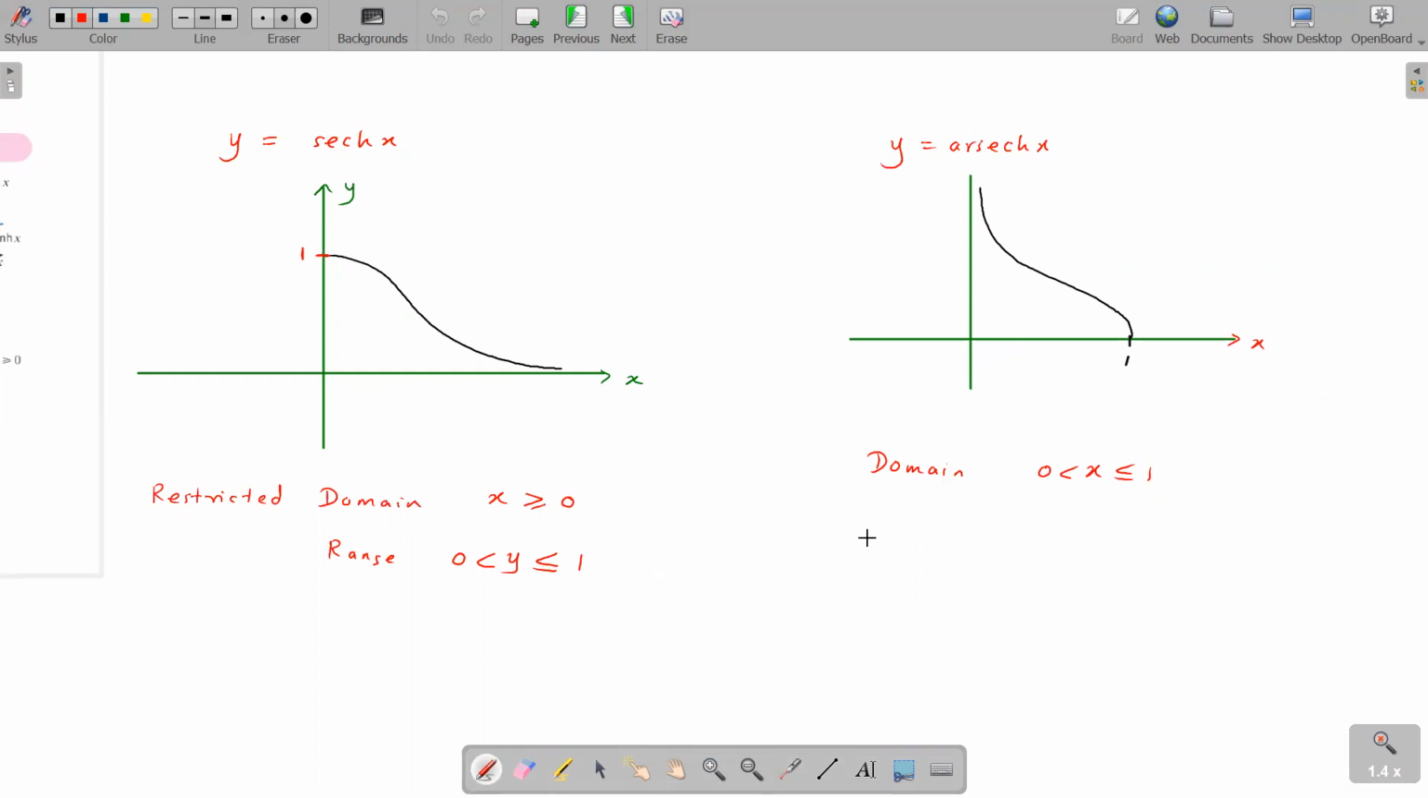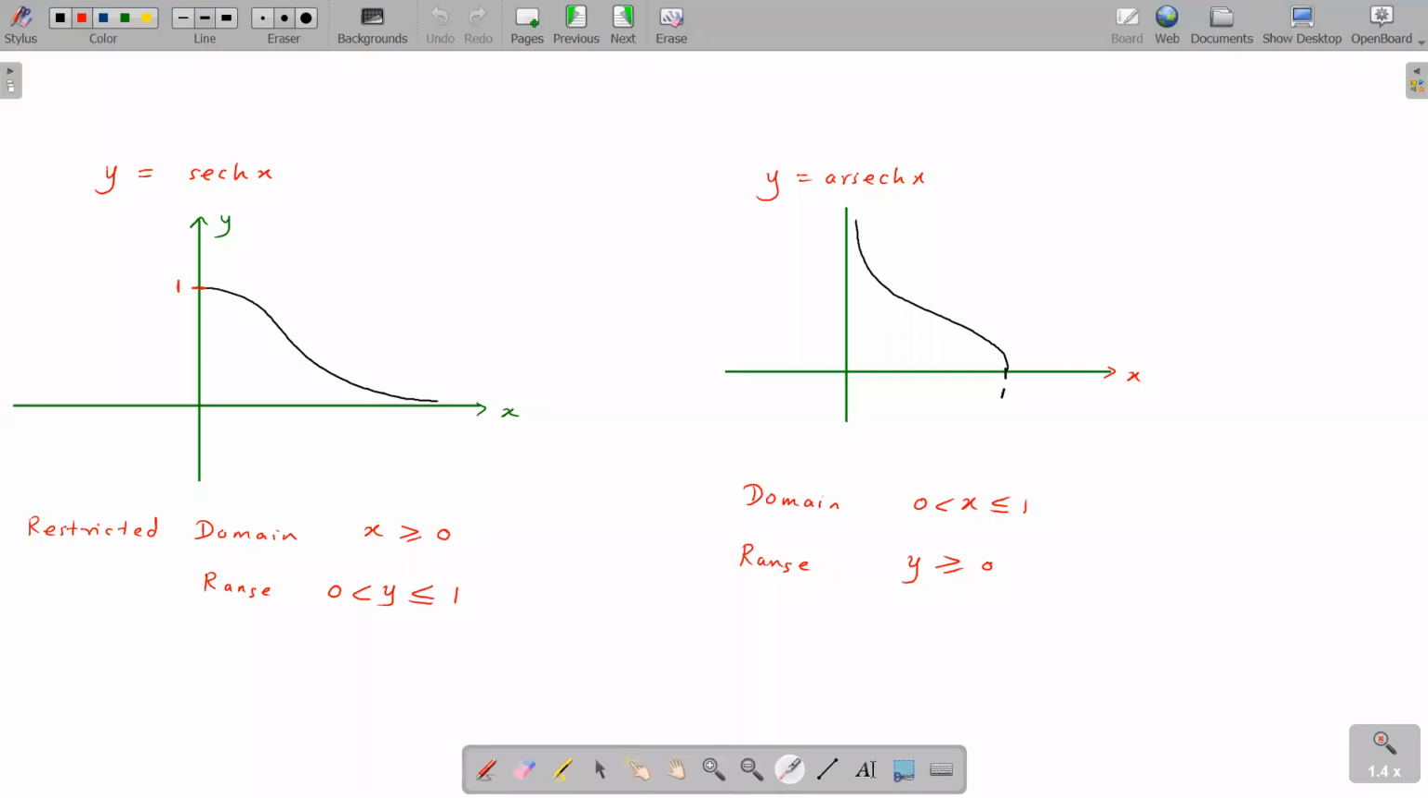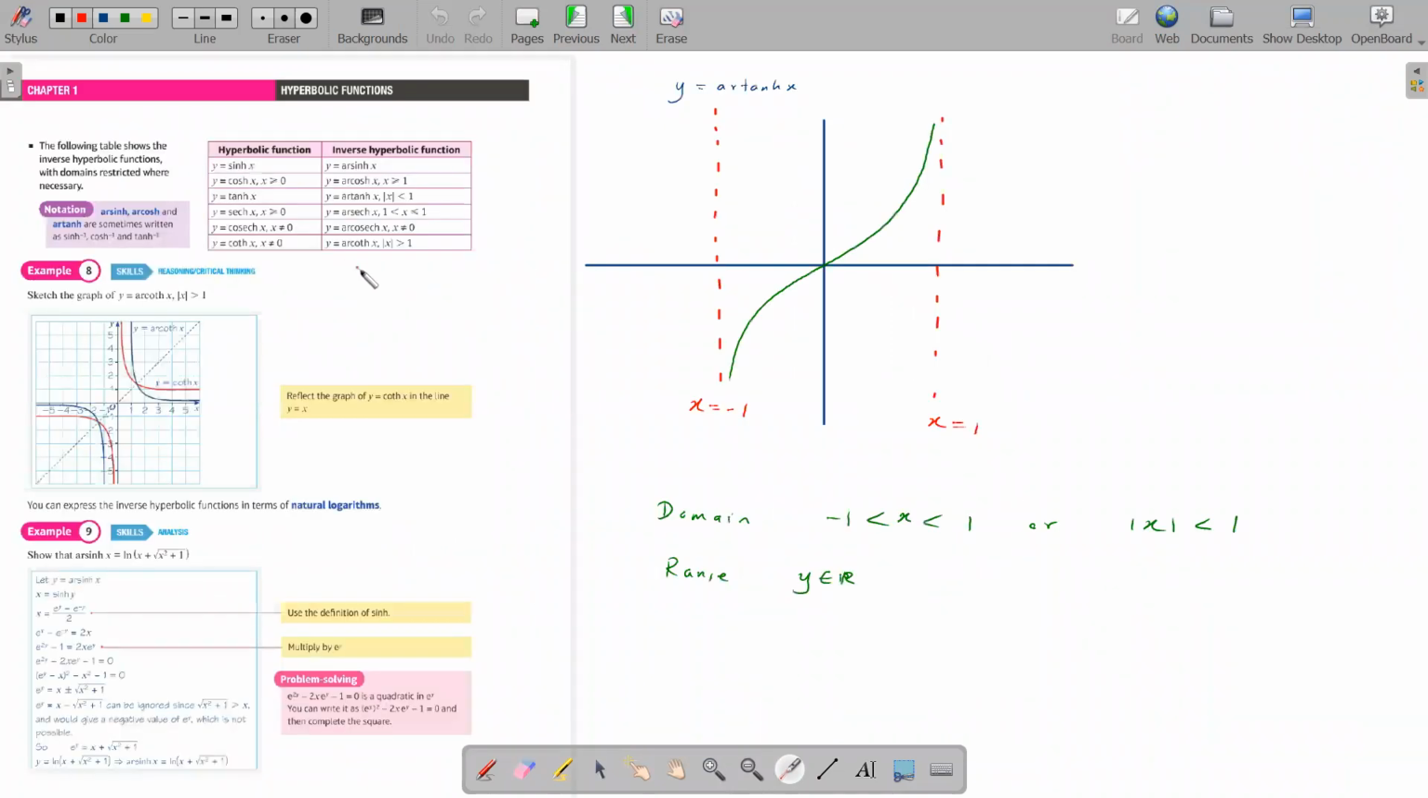And your range, you can see your y values are greater than or equal to 0. All right, guys, so this is all you need to know about the sech x graph, right? I hope it's all clear with you all. So the R sech graph is done.